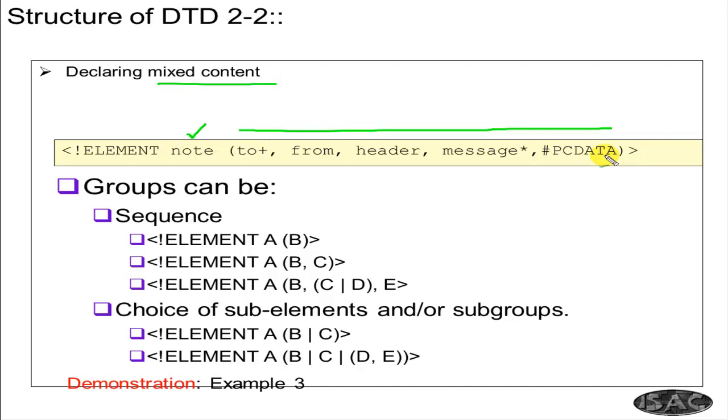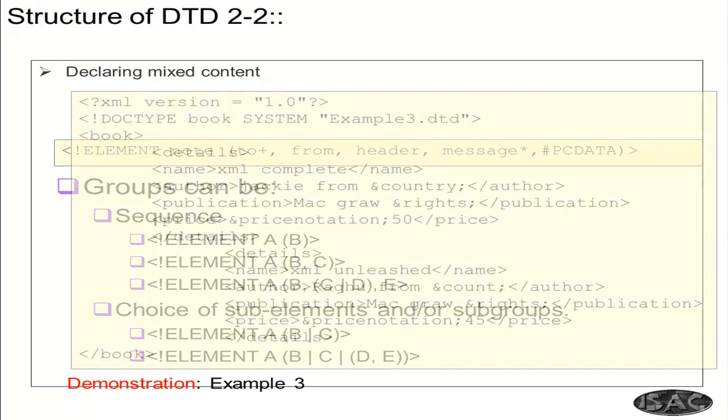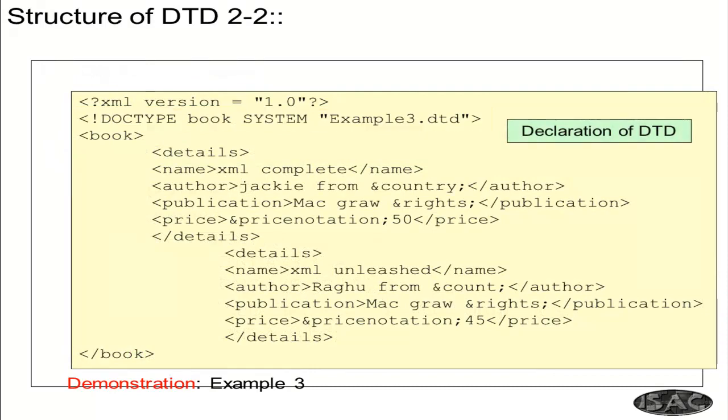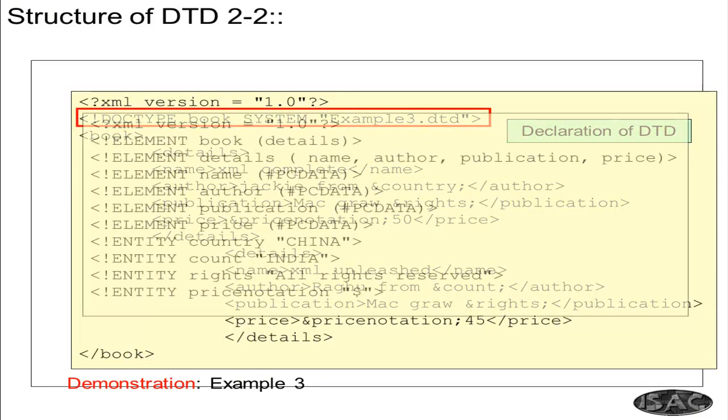Now groups can be a sequence of elements A, B, C, or D, E, a choice of sub elements or subgroups. So depending on how you want to put it, you can put it like this, or like this. The relationship between parent element and child element can be any of the possible things. Now here is one example of a DTD. So let us start with a DTD.